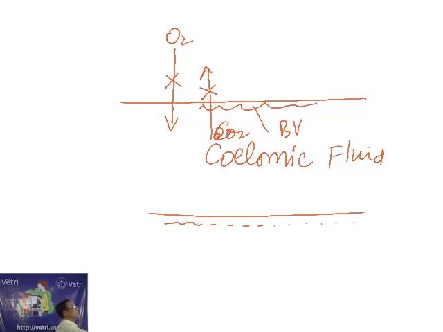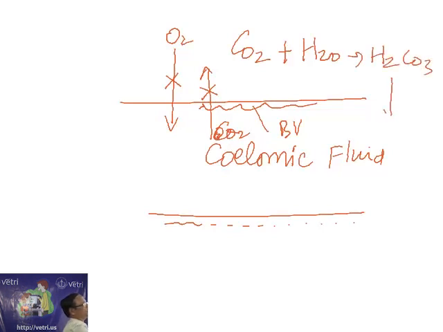So what is happening normally? The carbon dioxide present in the body, formed as a result of metabolism, combines with water of the blood or coelomic fluid to form carbonic acid, which immediately dissociates to form hydrogen ions plus bicarbonate ions. Now when more and more hydrogen ions are added, the medium becomes acidic and the pH falls. That's why the animal dies. This is called asphyxia.